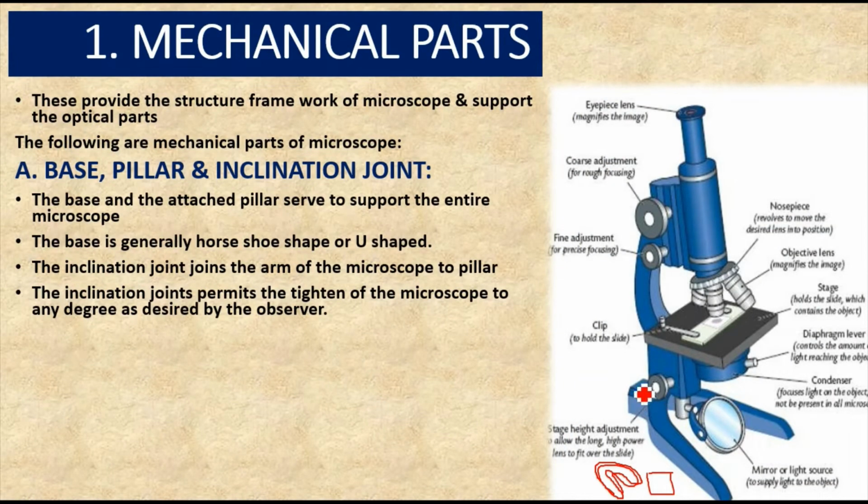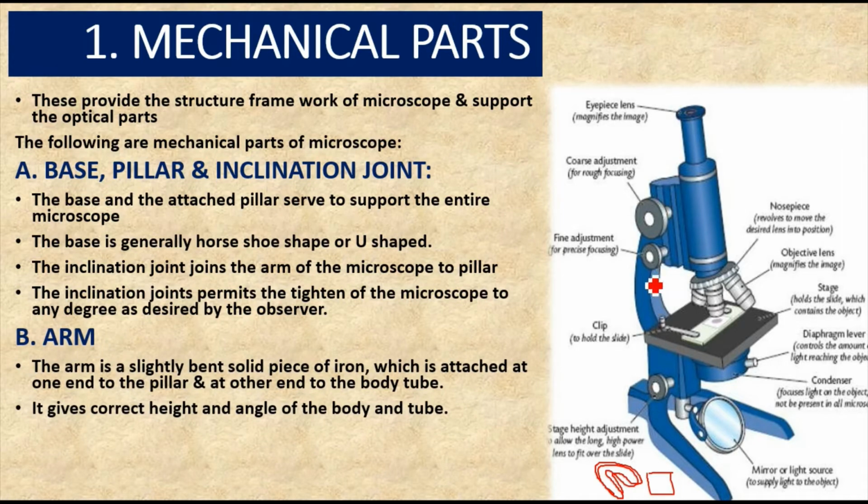The inclination joint joins the arm of the microscope to the pillar. This inclination joint also permits tilting the microscope to any degree desired by the observer. You can move it front or back, or bend it so that you can see comfortably. This is the inclination joint.